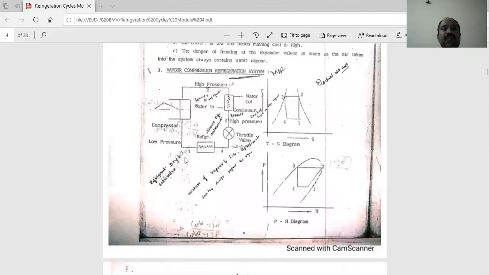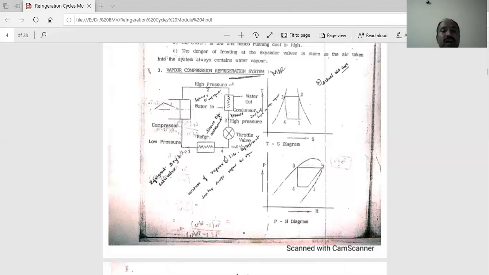Then another refrigeration system, which we can call the vapor compression refrigeration system. Now in the vapor compression refrigeration system, from 1 to 2 the isentropic compression takes place. The starting point, state 1, is a low pressure, dry saturated refrigerant. It is passed to the compressor. From the compressor, the high pressure refrigerant is passed to the condenser. Here the condensation process takes place. It becomes a high pressure liquid refrigerant and is passed to the throttle valve.